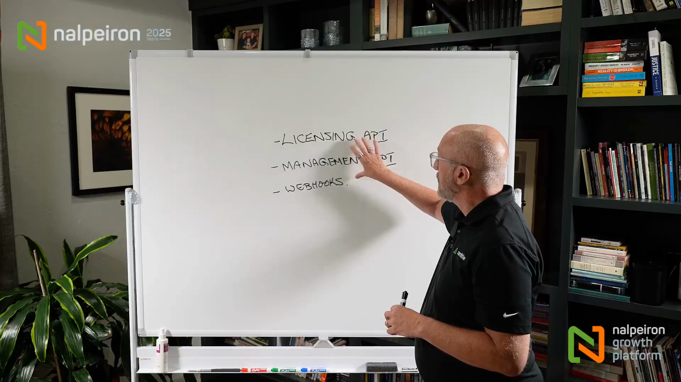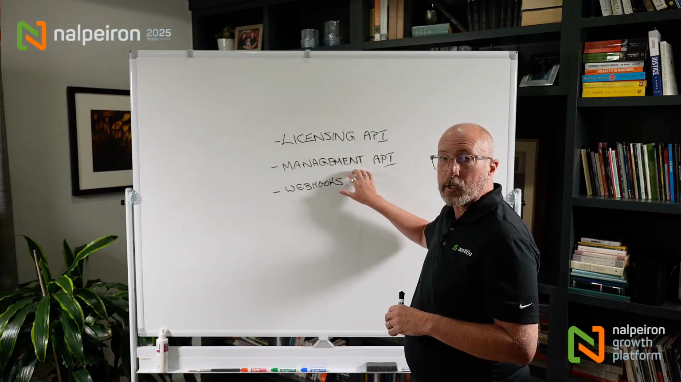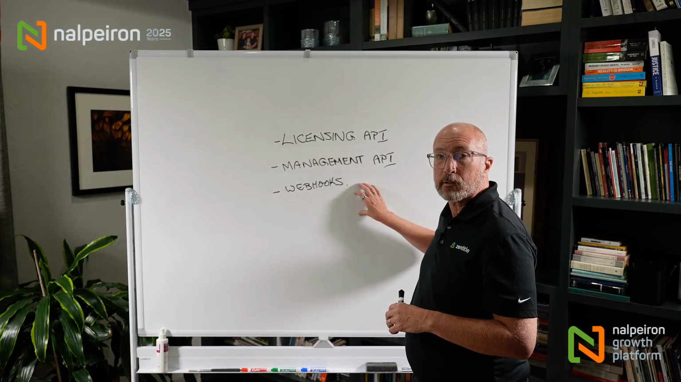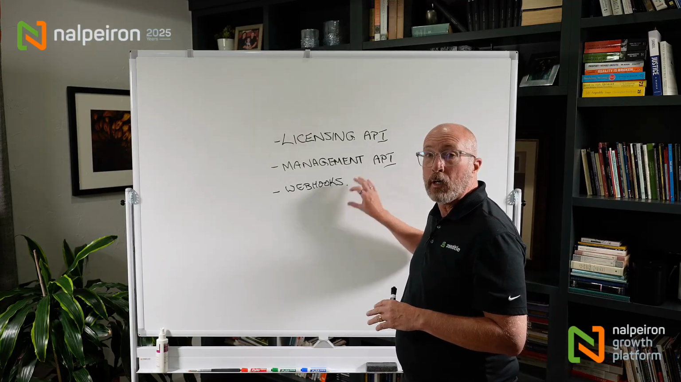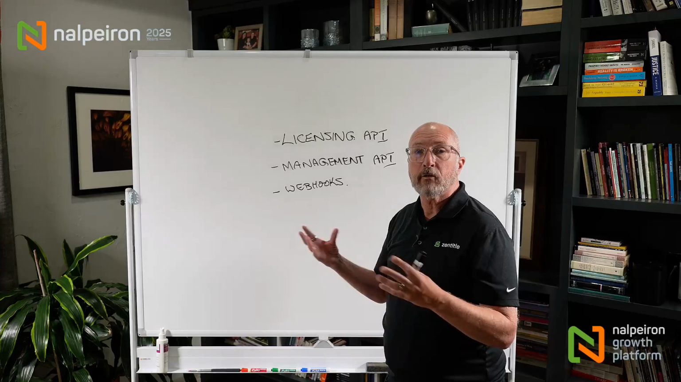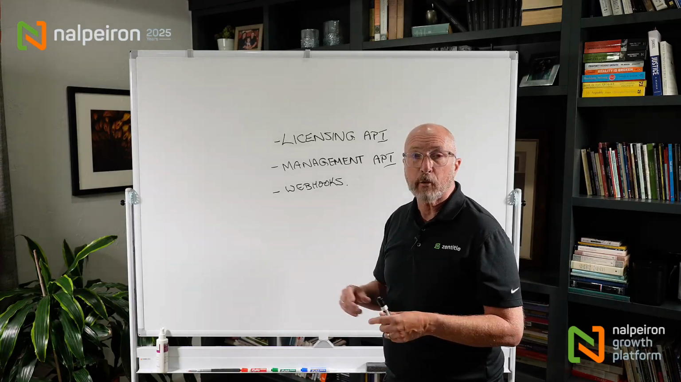So through these three interfaces, the licensing API, the management API, and our webhooks mechanism, you can really integrate Zentitle into your entire operation, the rest of your back office, and automate whatever processes you want.